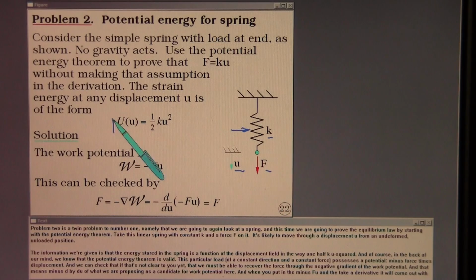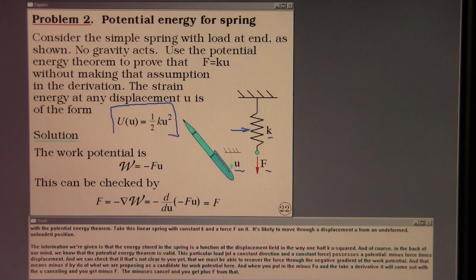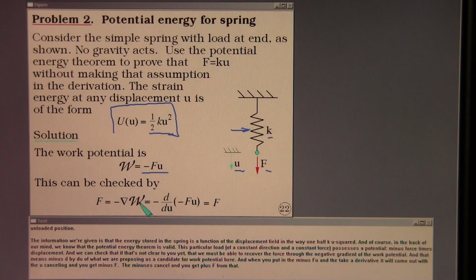The information we're given is that the energy stored in the spring is a function of the displacement field in the way 1/2 Ku squared. And of course, in the back of our mind, we know that the potential energy theorem is valid. This particular load of a constant direction and constant force possesses a potential minus force times displacement. And we can check that, if that's not clear to you yet, that we must be able to recover the force through the negative gradient of the work potential.